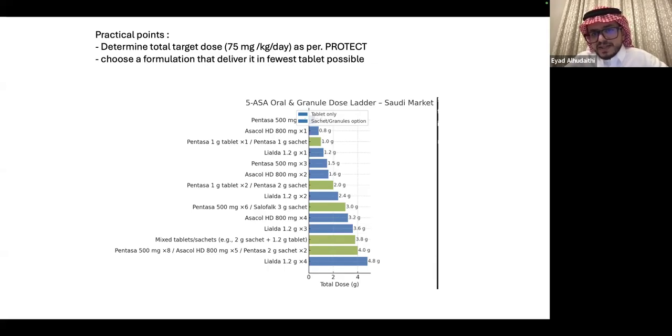So I tried to summarize what is in the Saudi market, going from the lowest available dose to the highest. So you can have it as a reference, and the green represents the sachet formula, because we deal for the most part with the pediatric population. So I find it very helpful if you want to screenshot this slide.